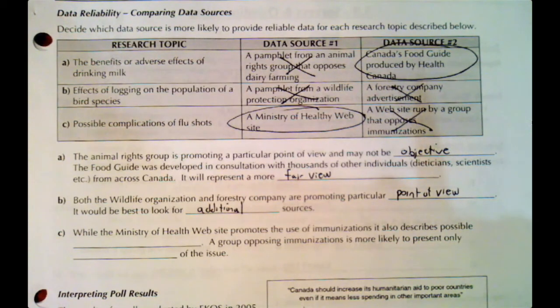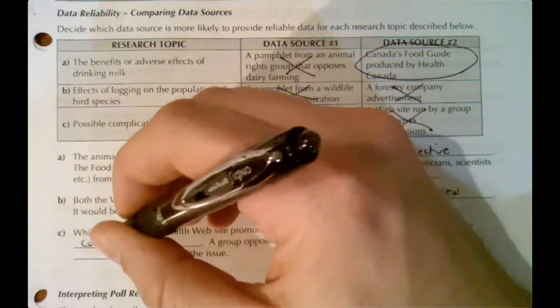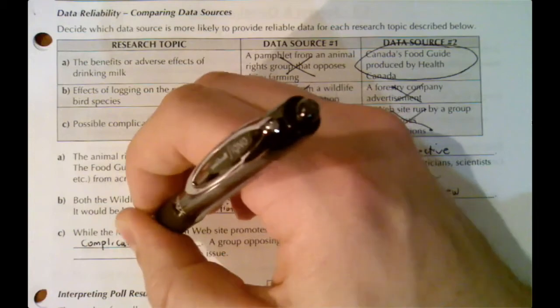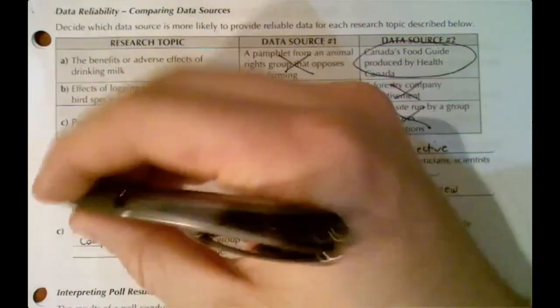While the Ministry of Health website promotes the use of immunizations, it also describes possible complications. A group opposing immunizations is more likely to present only one side of the issue.